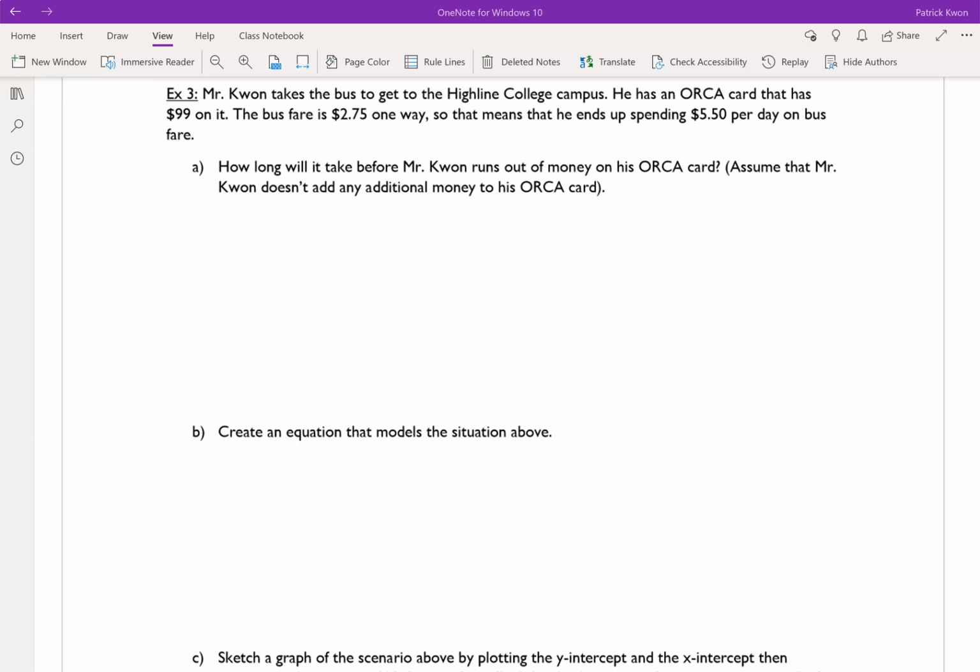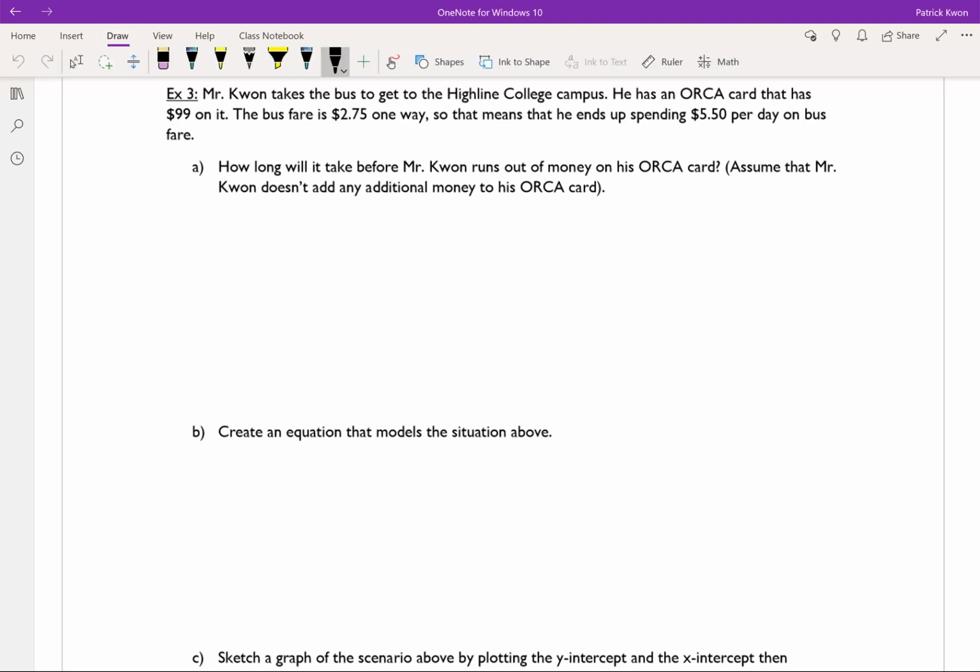So part A says, how long will it take before Mr. Quan runs out of money on his Orca card? And in this scenario, we're assuming that Mr. Quan doesn't add any additional money to his Orca card. So we know that we're starting off with $99. And each day I spend $5.50.